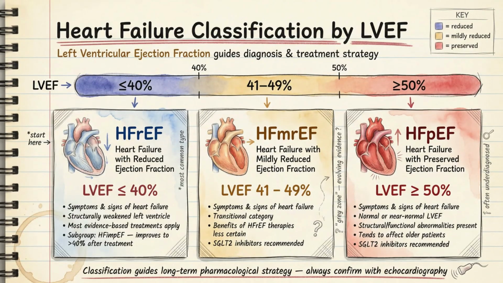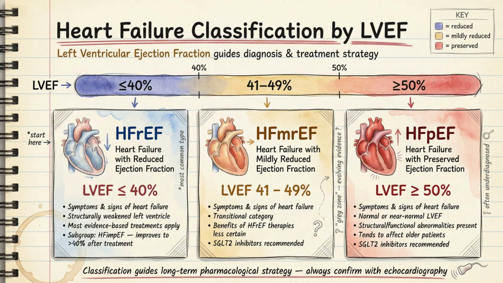This brings us to an absolutely fundamental concept, classifying heart failure by the LVEF, the left ventricular ejection fraction. There are 3 categories. First, HFrEF, heart failure with reduced ejection fraction, LVEF at or below 40%, the most common type. The left ventricle is structurally weakened. Most evidence-based treatments apply here. There is also an important subgroup, HFimpEF, where the LVEF improves to above 40% with treatment.